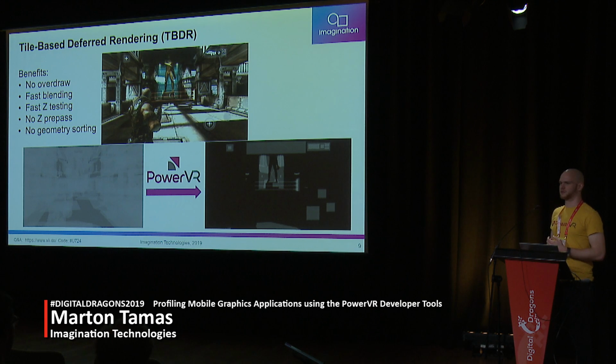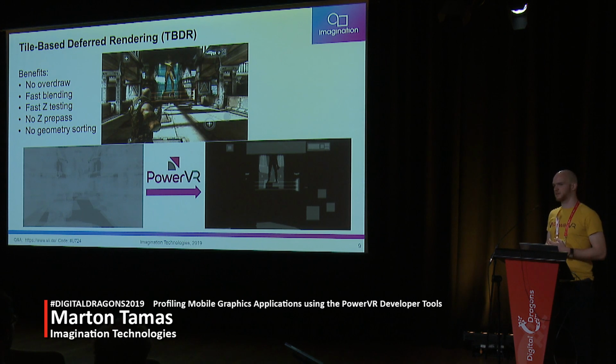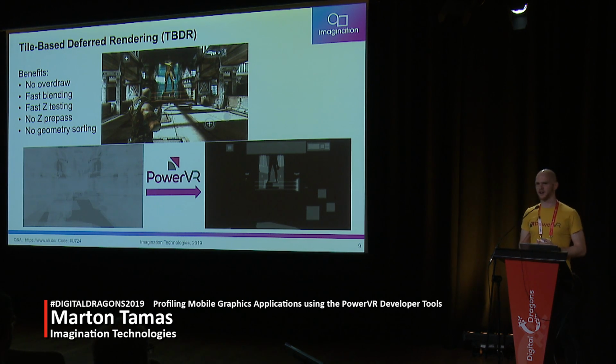So the advantages are that we can do fast blending and fast depth testing. We don't need to resort to tricks such as depth pre-pass and geometry sorting to reduce our overdraw. And we save a lot of ALU, bandwidth and TPU performance, and post-fragment operations as well, and varying interpolation, by utilizing this deferred architecture. So all of this makes PowerVR the most efficient rendering architecture today.